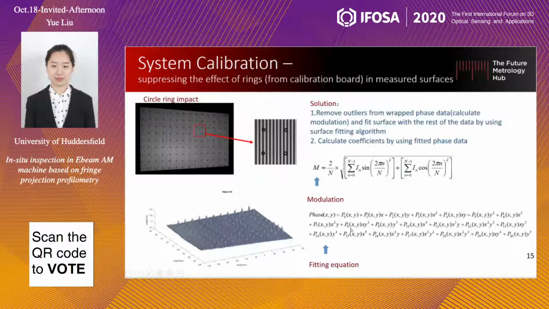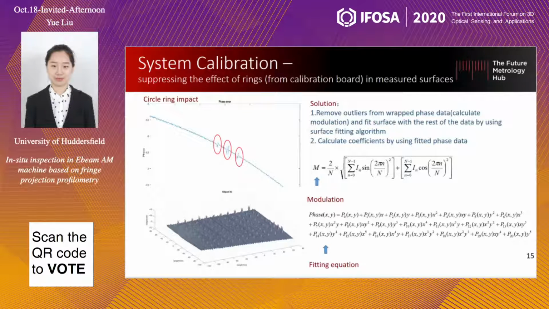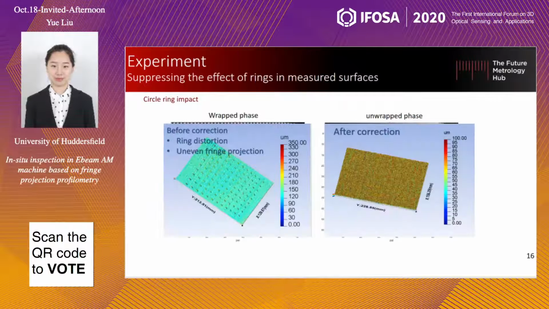During this calibration, the black circle ring will impact the phase and bring phase error. So I use a fitting algorithm to solve this problem. After fitting, I get a smooth and flat unwrapped phase to replace the original one. That is the comparison before correction and after correction, and we can see this problem has been solved well.